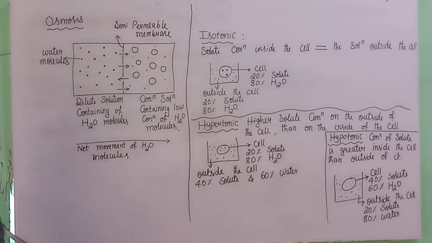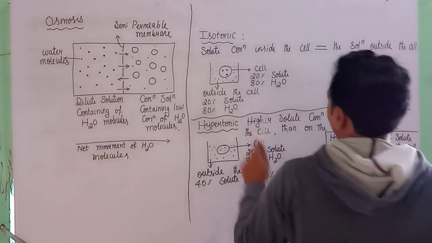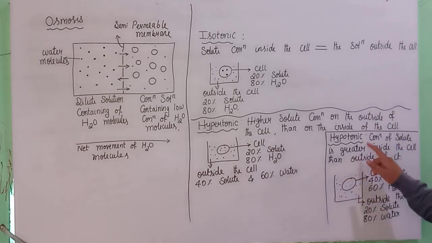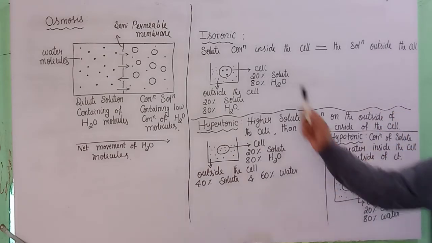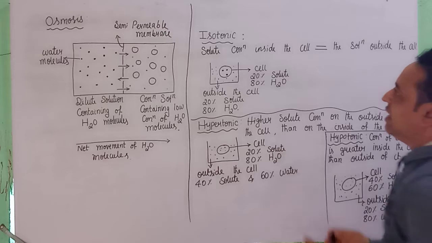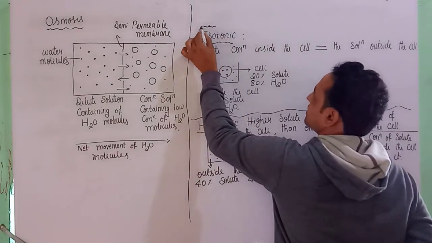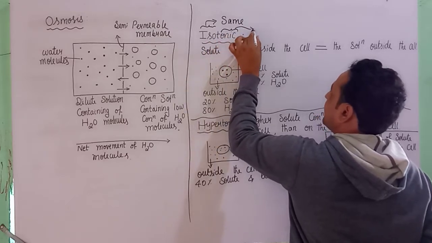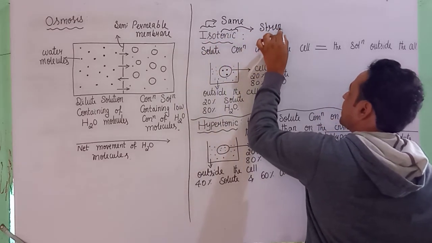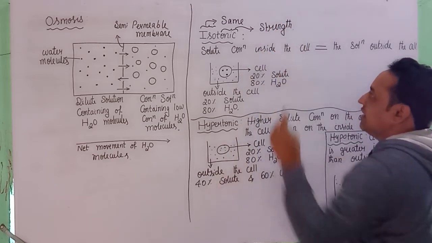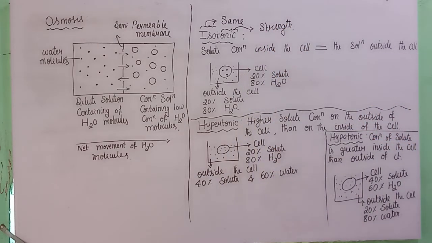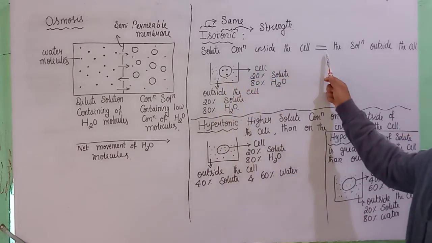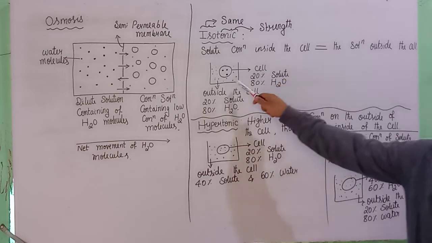Now along with osmosis, in today's class we are going to learn the definitions of terms like isotonic, hypertonic and hypotonic solution. First of all, isotonic. Here iso means same, and tonic means strength. Now an isotonic solution means the solution in which the solute concentration inside the cell is equal to the solution outside the cell.